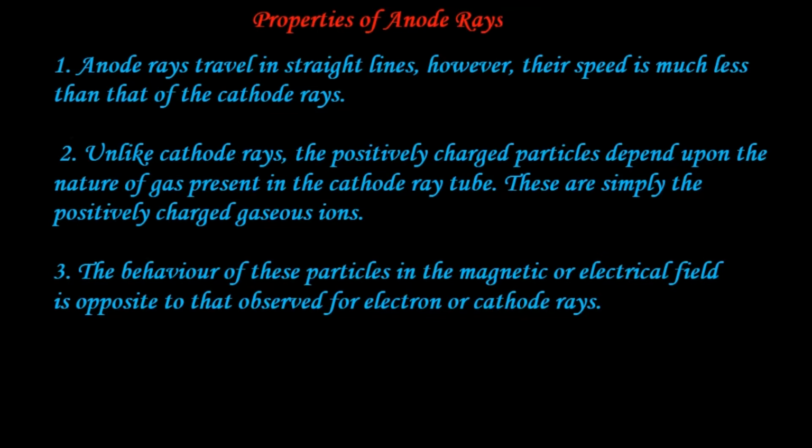The second property is, unlike cathode rays, the positively charged particles depend upon the nature of gas present in the cathode ray tube. These are simply the positively charged gaseous ions.